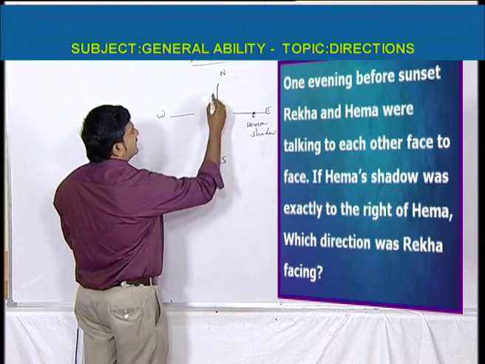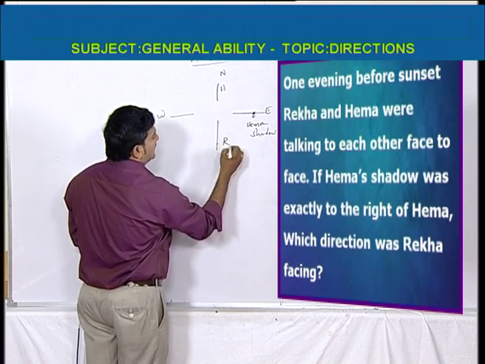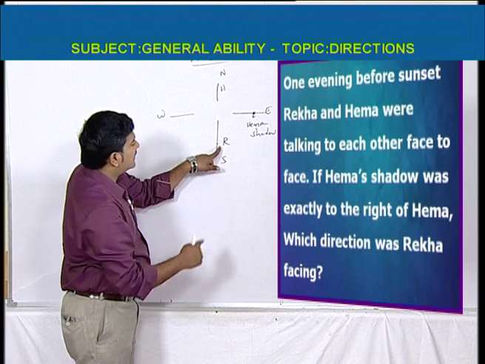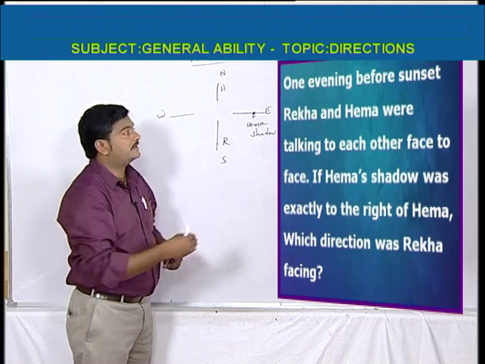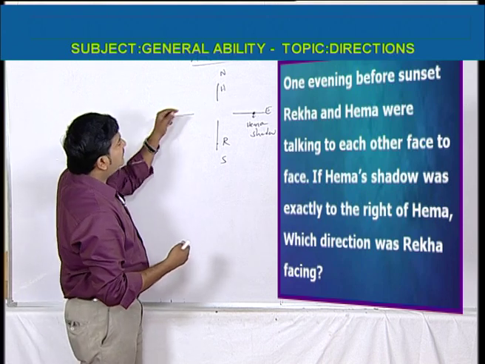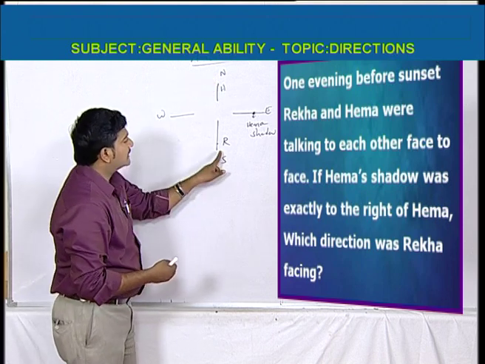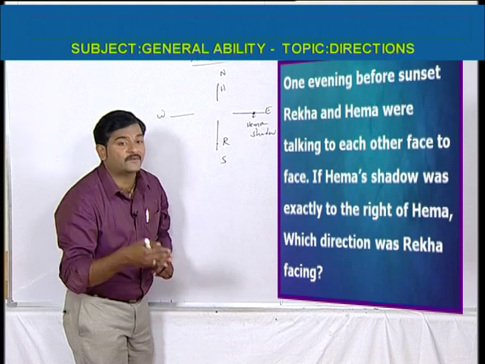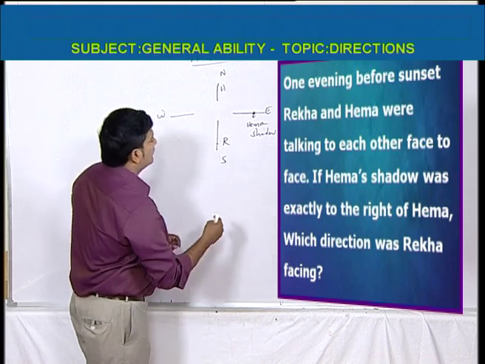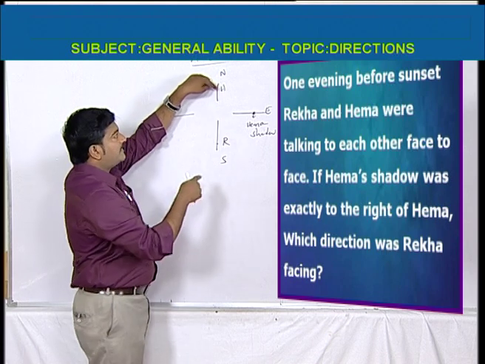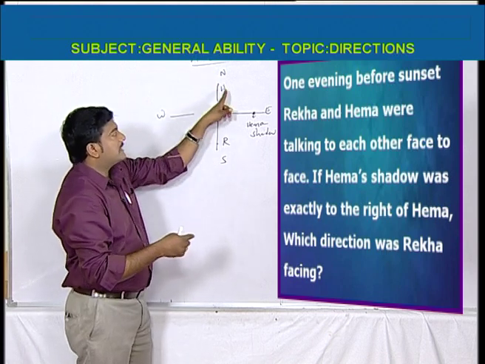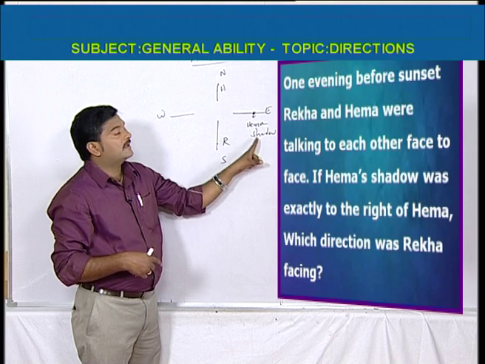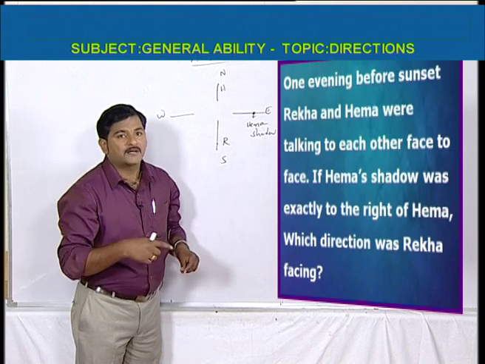Now we will fix roughly. For example, I am fixing Hema here and Rekha here. What does it mean? Hema is looking towards south, whereas Rekha is looking towards north, because they are talking to each other face to face. That is the condition. Now, the question says Hema's shadow is to the right of Hema. If I take Hema here, Hema is towards south. Is Hema's shadow to the left of Hema or the right? Here, Hema's shadow is to the left of Hema. But what you have to get is the right of Hema.